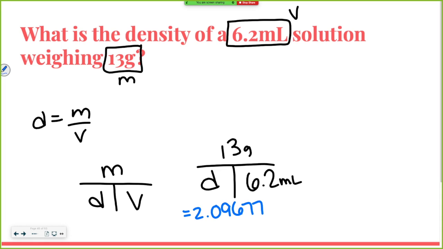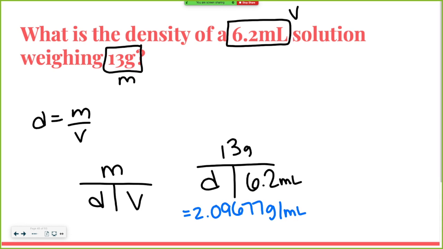2.09677 grams per milliliter. What is important here? That's our answer. What have we been talking about the last 2 days? Labeling. It does have a unit, grams per milliliter. Rounding, but how do I know where to round? Based on sig figs, yes.